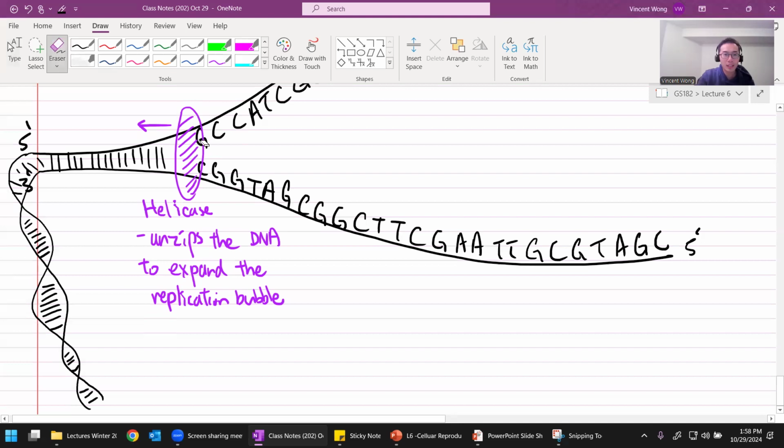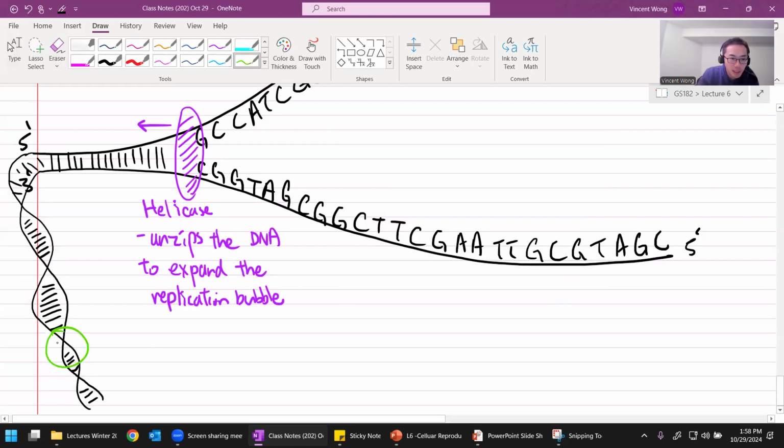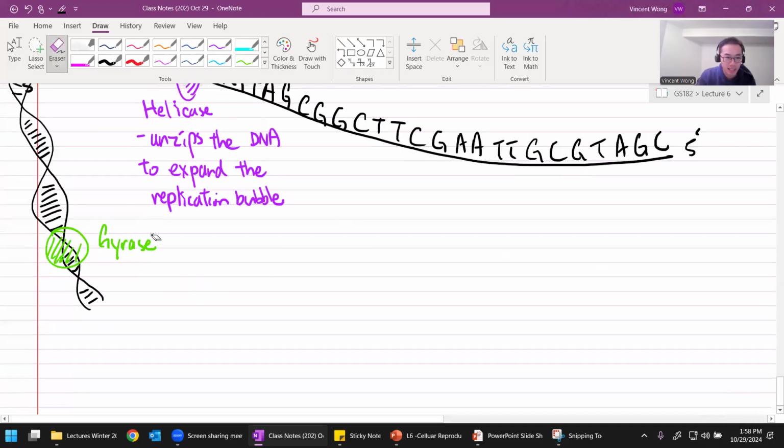When you are trying to unzip something that is already in a coil, already twisted up, you are going to introduce tension and stress into the system. You're going to cause it to knot, or wind up even tighter over here. And we don't want that because it might break the DNA. So there has to be another enzyme over here, and this is called gyrase. If you read this online, they might sometimes give you another name, like topoisomerase, but just stick with the easy name here, okay?